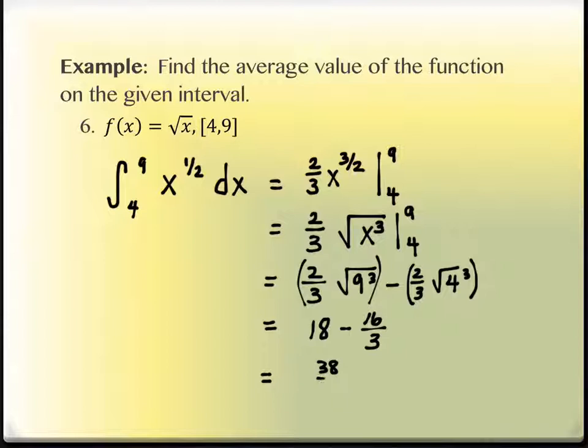38 over 3. Now, I left it off, so let's go back and put it in now. This would be calculating this, but at the very front, we were supposed to have 1 over 9 minus 4, right? 1 over b minus a. So what is 1 over 9 minus 4? It's 1/5. So I'm going to go back in and put a 1/5 everywhere.